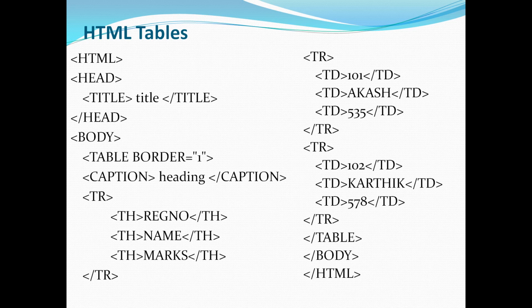Next will be the TR tag. TR means table row. There are three TR tags here: first TR, second TR, and third TR tag. It means three rows will be created here. First is the table header. There are three columns, so the table is created with three rows and three columns. With TH, the first is the register number, second is name, and third is marks. So three columns will be created. Next, it creates again three data, and the last row also has three data. Here also three table data are created.